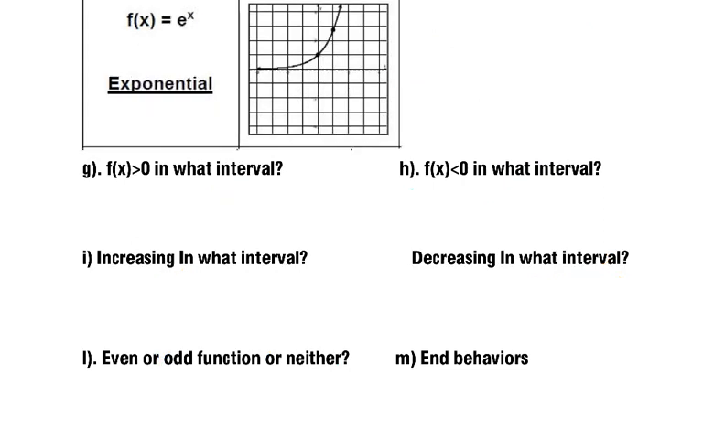Yeah, let's go to the exponential function. In what interval is f(x) greater than 0? We're looking for the graph above the x-axis. So you could see all the graph is above the x-axis now. That's why it's from negative infinity to positive infinity. None of the graph is below the x-axis.